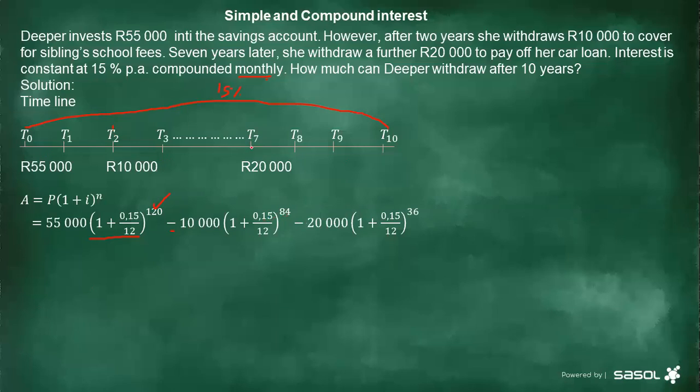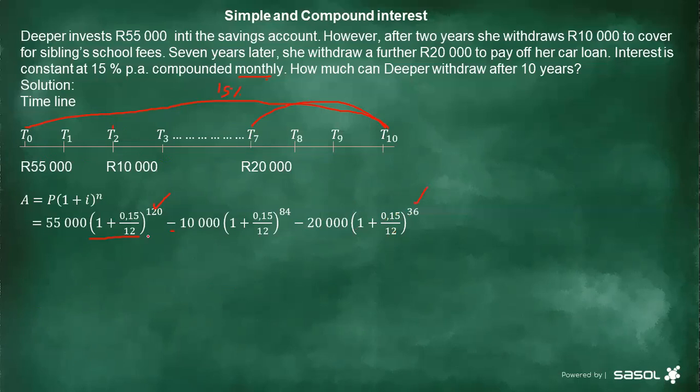And then after 7 years, she then withdraws 20,000 again, which is minus. You can see this minus. If it was a deposit, then you just use addition. But now since she is withdrawing the money, then it's negative 20,000. 1 plus 0,15 over 12. Then from T7 to T10 is 3 years, so 3 times 12 is 36.